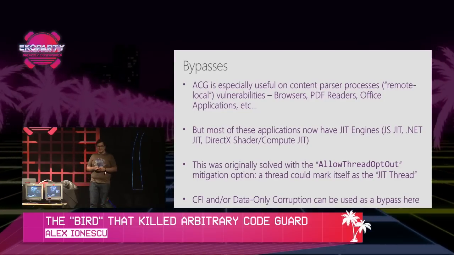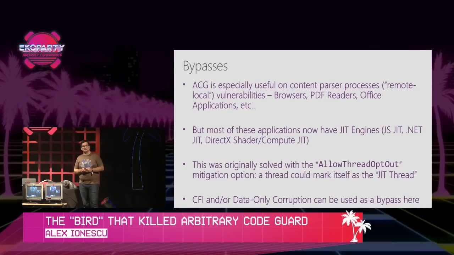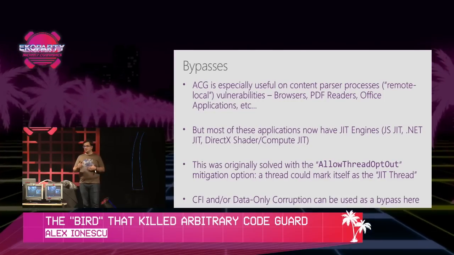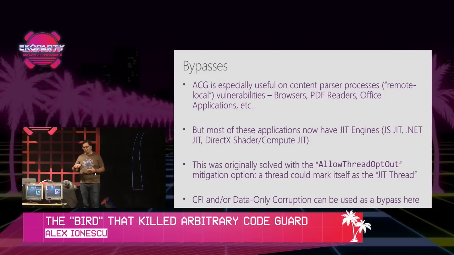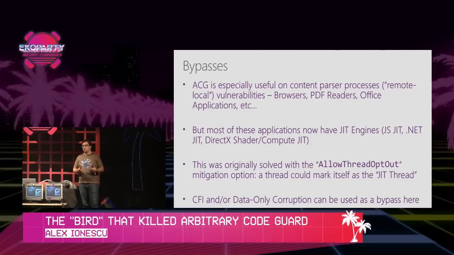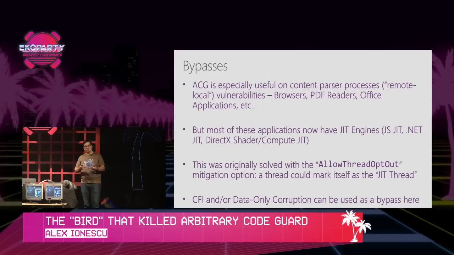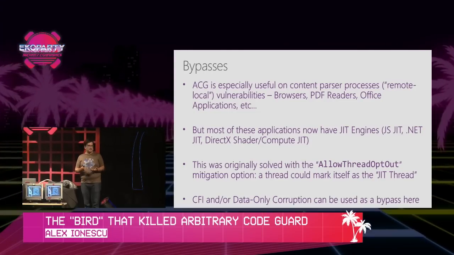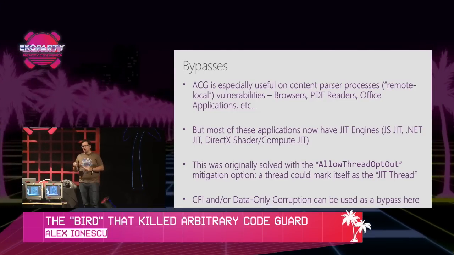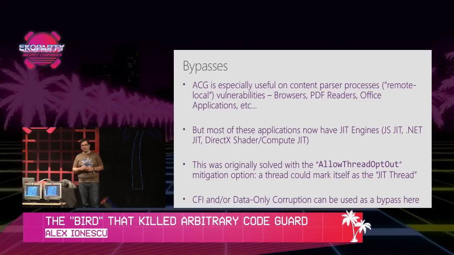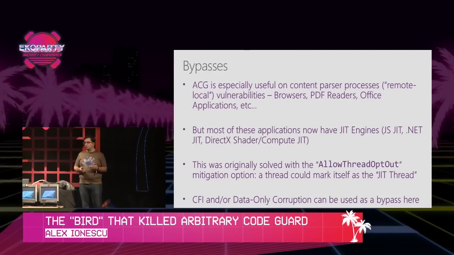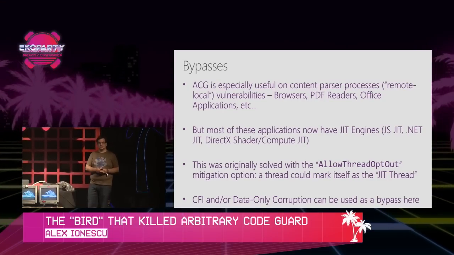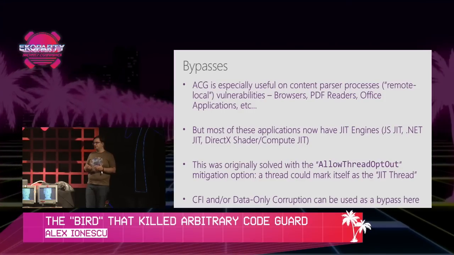Now, there were bypasses around ACG already in specific contexts. Because, for example, one of the prime use cases for ACG is stuff that renders: PDF readers, browsers, Office. Unfortunately, browsers have JIT engines. They need to dynamically generate code. So do PDF readers. So does Office, right? VBA macros. So the top candidates for applications we want to protect with ACG happen to be the prime applications that have JIT engines. And JIT, by definition, is just-in-time compilation of new dynamic code.